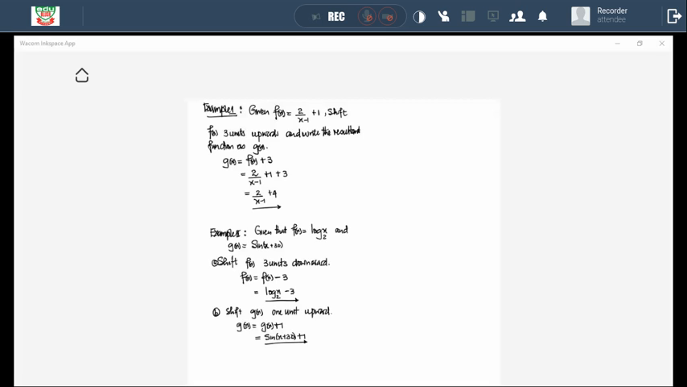I hope and pray you've picked one or two things from what we've discussed, but this is how you transform a function, shifting it either up or down.